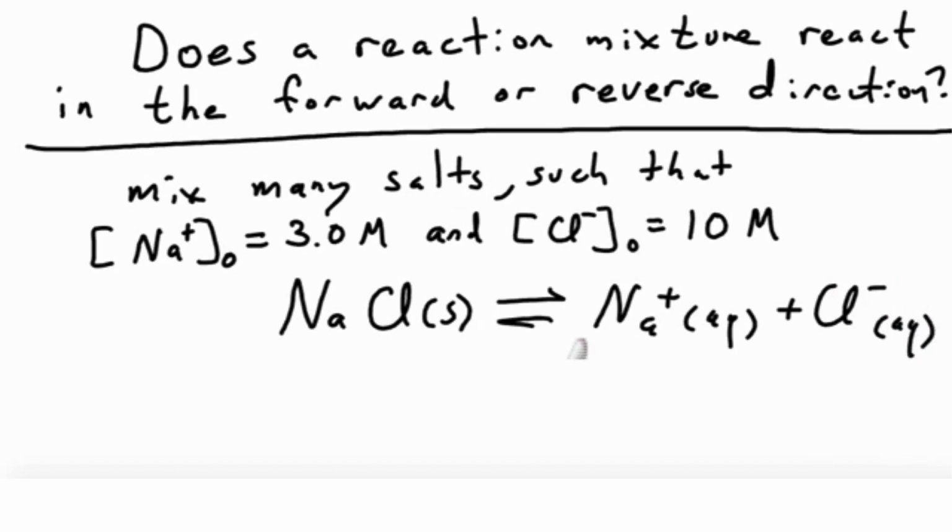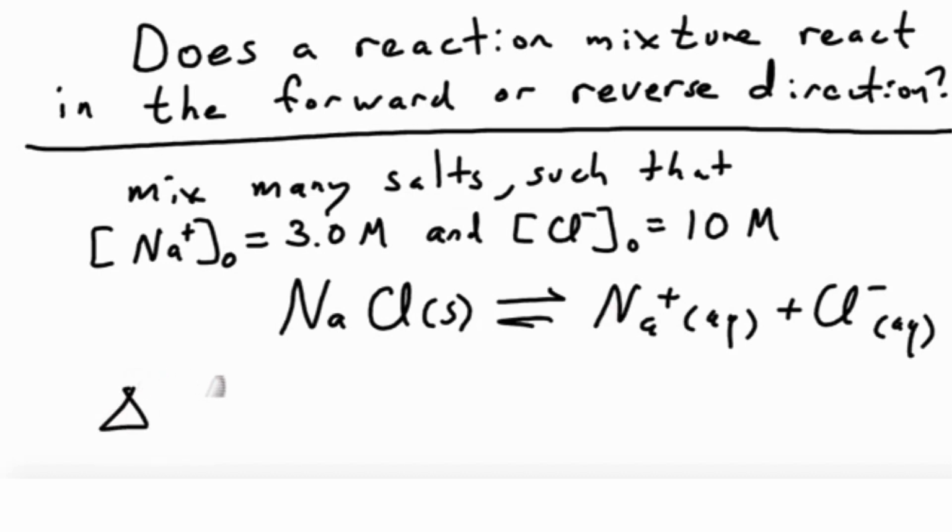So the question is, if initially we have 3 molar of this and 10 molar of this and some leftover solid as well, which way does the reaction proceed? Does it go to the right or does it go to the left? Do we start precipitating more sodium chloride, or do we actually dissolve some of the solid to make more dissolved ions? So that's what we're asking. Do we go in the forward or reverse direction? Okay, now to figure out which direction we go, we could use delta G.